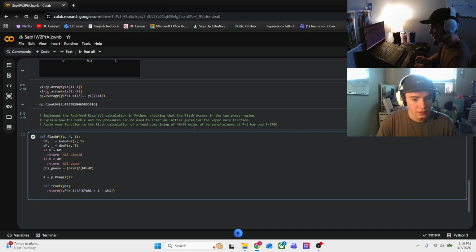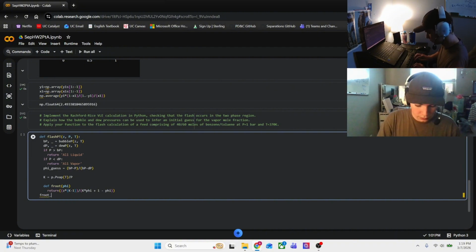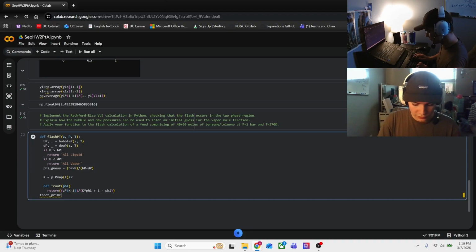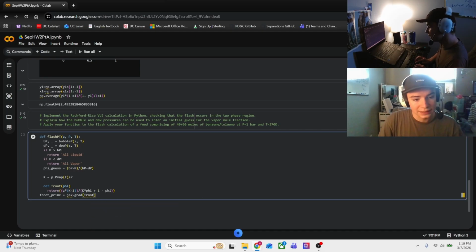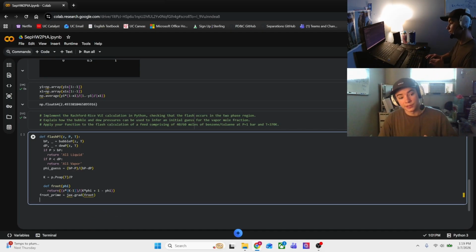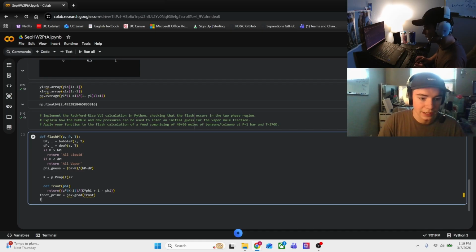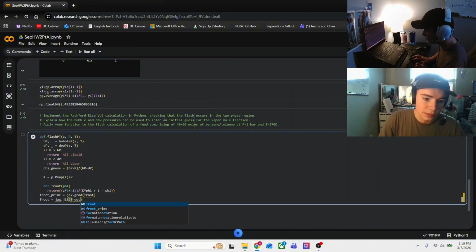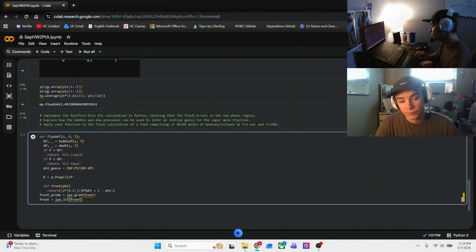So we are going to say that f root prime, our first derivative of our f root, is going to equal jax.grad of our f root. And so that we get this computed nice and quick using our GPUs, we're going to say that f root is going to equal jax.jit of f root. So we can use those GPUs and compute this super fast.